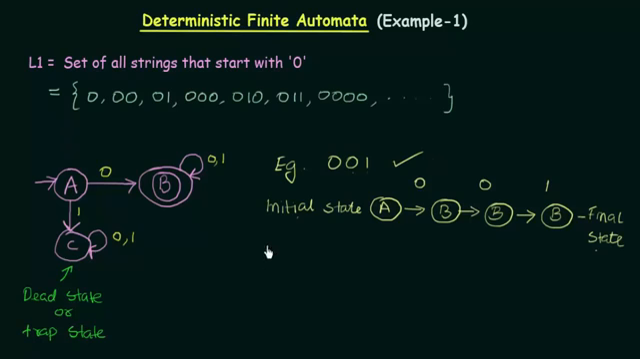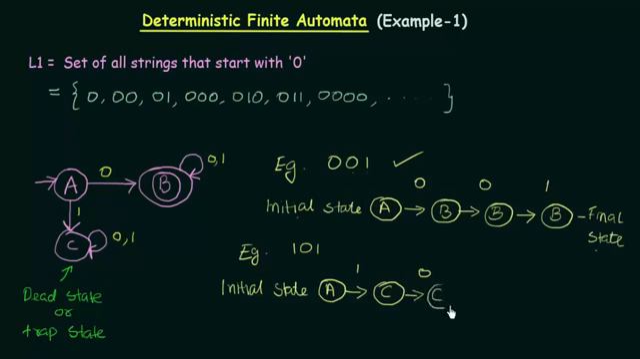All right. Now let's take another example. Example number 2 is 101. Again, I start from my initial state. What is my initial state? It is A. And I get the input 1. On getting input 1, A goes to state C. I'm in state C, and the next input is 0. When state C gets input 0, it stays in C itself.